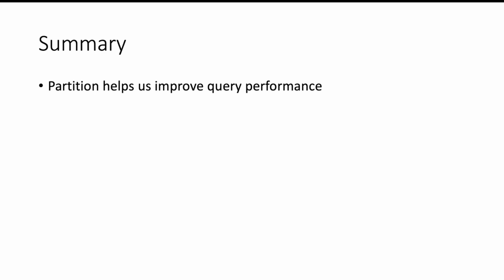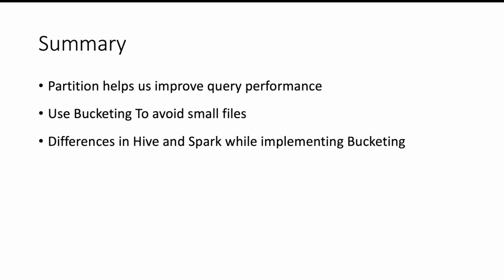So let us summarize this. So partitions help us improve query performance because we will skip reading unwanted data. If partitioning a table is creating a lot of small files, then you should consider using bucketing. There are a few differences in way bucketing is implemented in Hive and Spark, but from the concept point of view, they are same. When you're deciding how many buckets you should have, you should consider that each bucket should have approximately 128 MB of data.